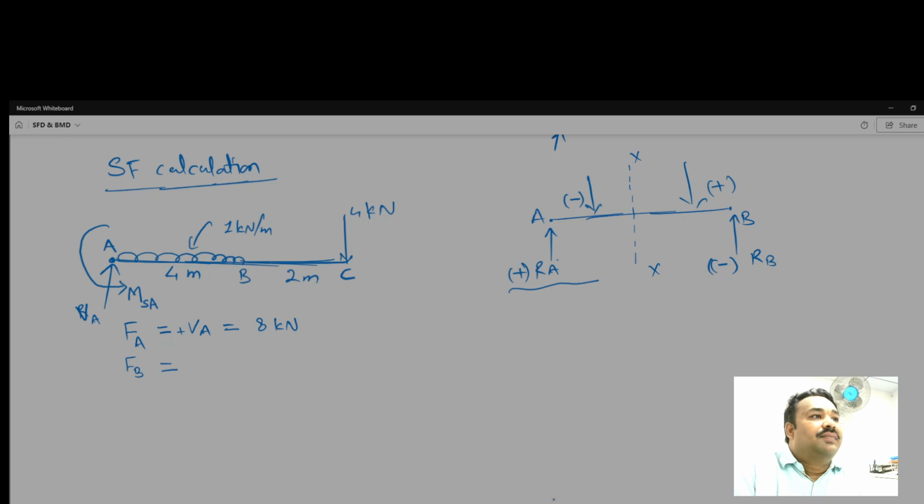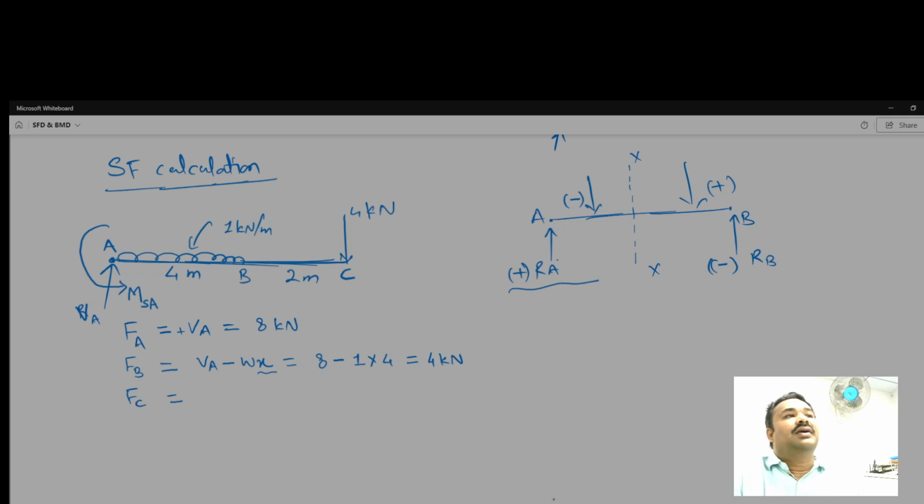So it is now VA minus WX, where VA is 8, W here is 1 kilonewton per meter, and X is the length in between AB, that is 4. So what we get is 4 kilonewton. Okay, and what about at C?